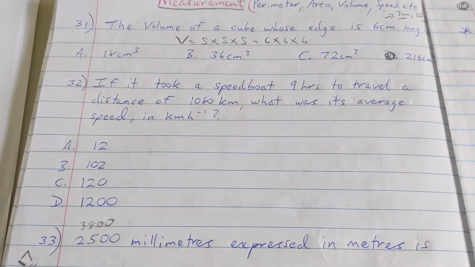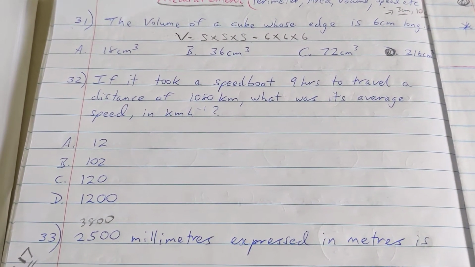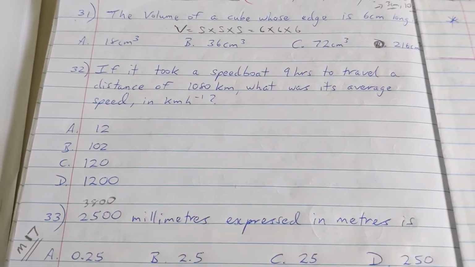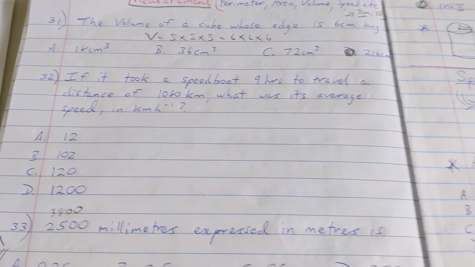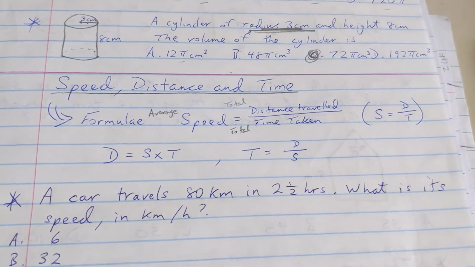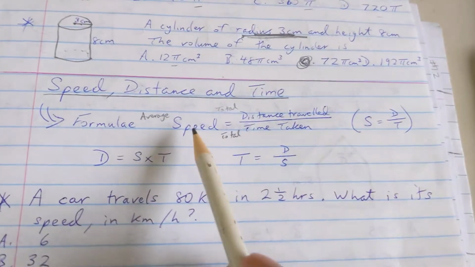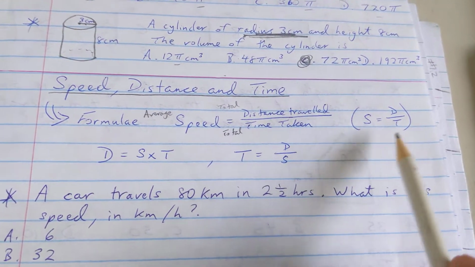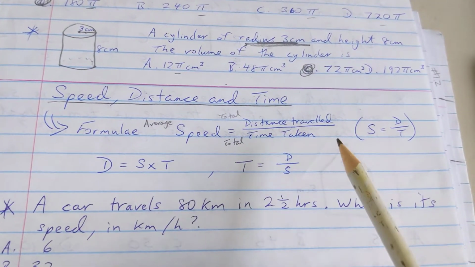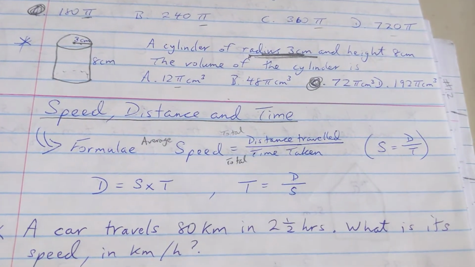Good day. So the next question we're going to look at on the January 2020 paper is number 32, speed, distance, and time. Unlike perimeter, area, and volume formulas, speed, distance, and time formulas aren't given on the formula sheet. The formula for speed is distance over time. That's how we shorten it, but sometimes they will say average speed, which will be the total distance traveled over total time taken.